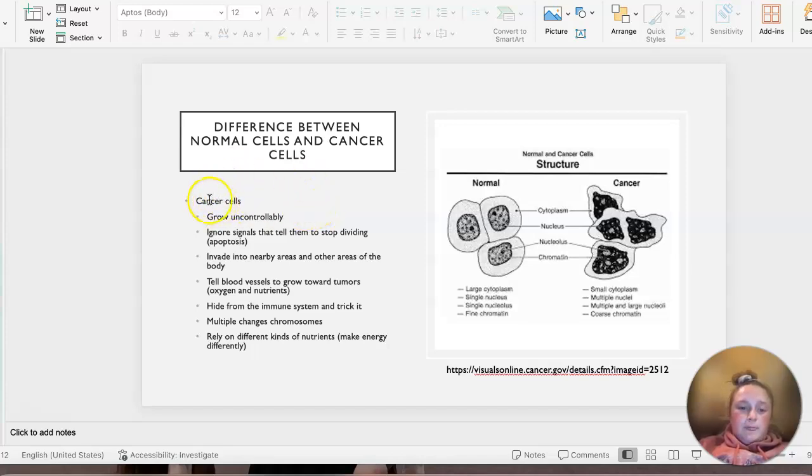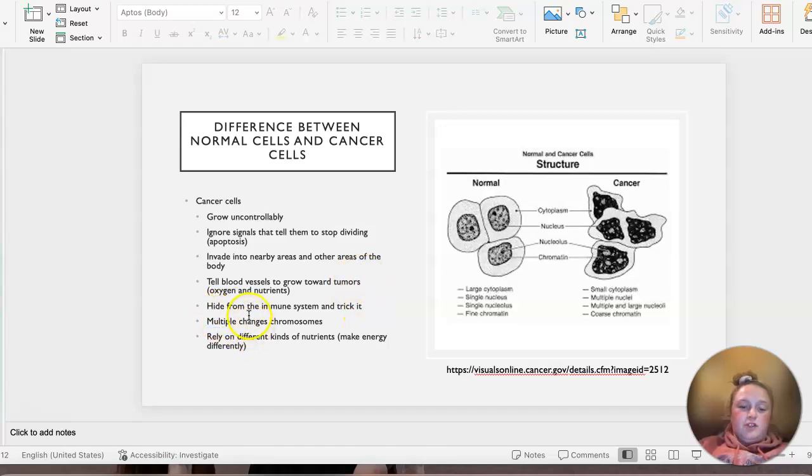So, there are some differences, as you can see from the last photo, between normal cells and cancerous cells. Cancer cells grow uncontrollably, and they ignore signals that tell them to stop dividing. Whenever the signals tell a cell to stop dividing, it usually leads to apoptosis, but since cancer cells ignore the signals, apoptosis usually doesn't happen. They invade nearby areas and other areas in the body. They tell blood vessels to grow towards tumors, which provides oxygen and nutrients for the tumors to grow exponentially and continue growing. And then they hide from the immune system and trick it.